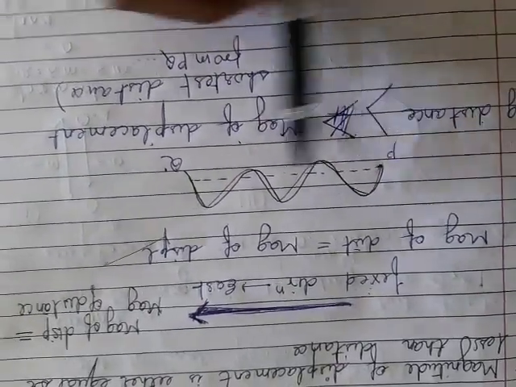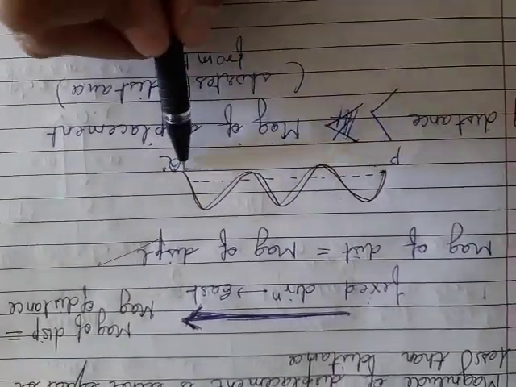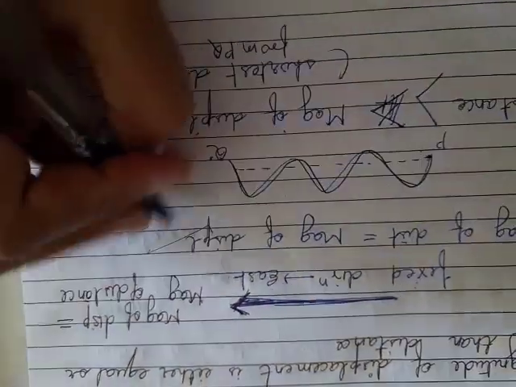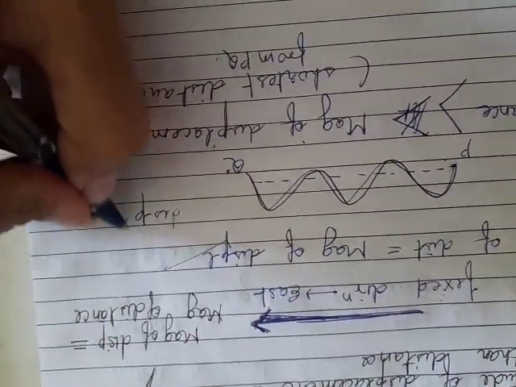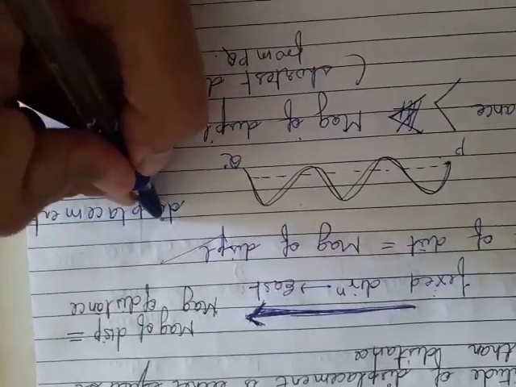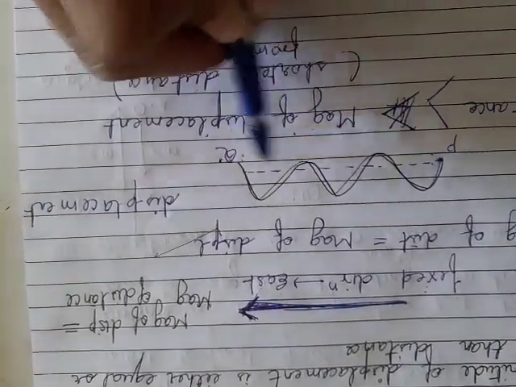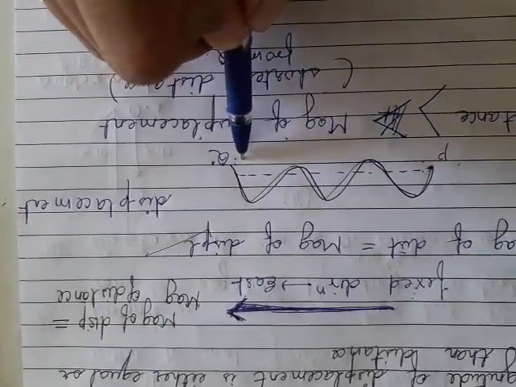Now from P to Q, I have drawn a blue dotted line. P to Q indicates what? It indicates my displacement. Why displacement? Shortest distance from initial to final position.